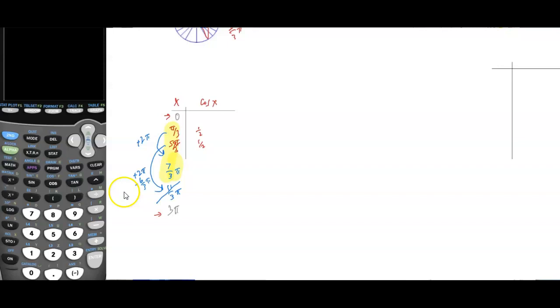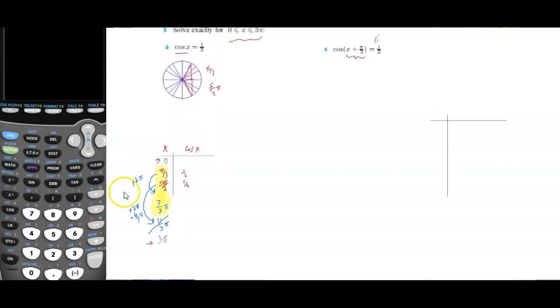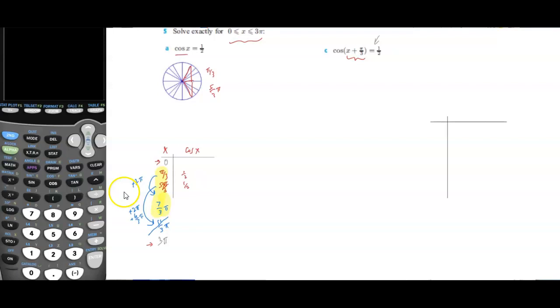Okay, now that we did the cosine x problem, now we're going to do cosine of x plus pi over 3. Okay, so now we're going to have 3 columns. We're going to have x, we're going to have x plus pi over 3, and then last of all, we're going to have the cosine of x plus pi over 3.